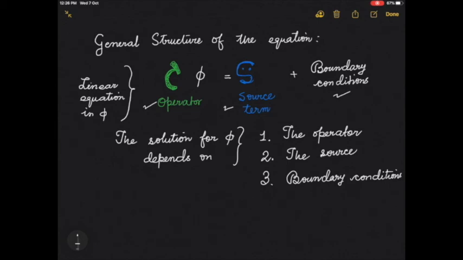Now, physically, what are these different terms? What is the meaning of these terms? Well, the operator will tell you which theory you are working on. So in this case, it's the theory of electrodynamics. So that will decide what operators will come here. The source term is related to the electrical sources.